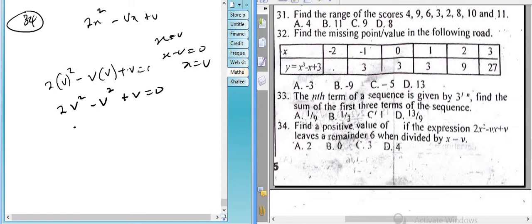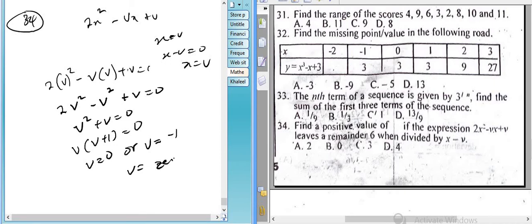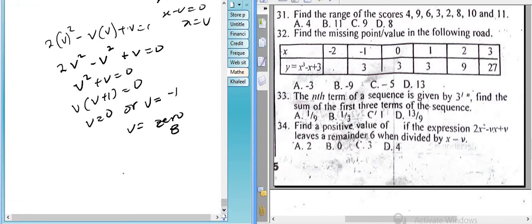From here we can say 2b squared minus b squared is b squared plus b is equal to 0. Then we can factor out b into b plus 1, which is equal to 0. So b is equal to 0, or b is equal to -1. So the positive value of b is equal to 0, that's option B. So going to the next question.